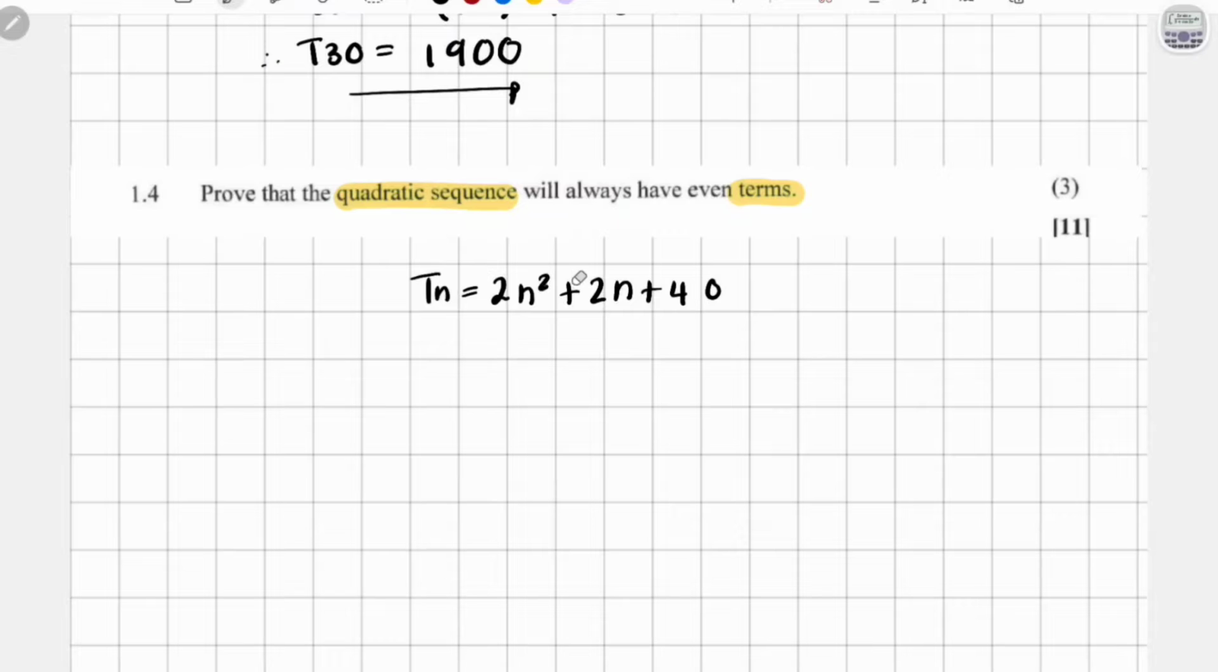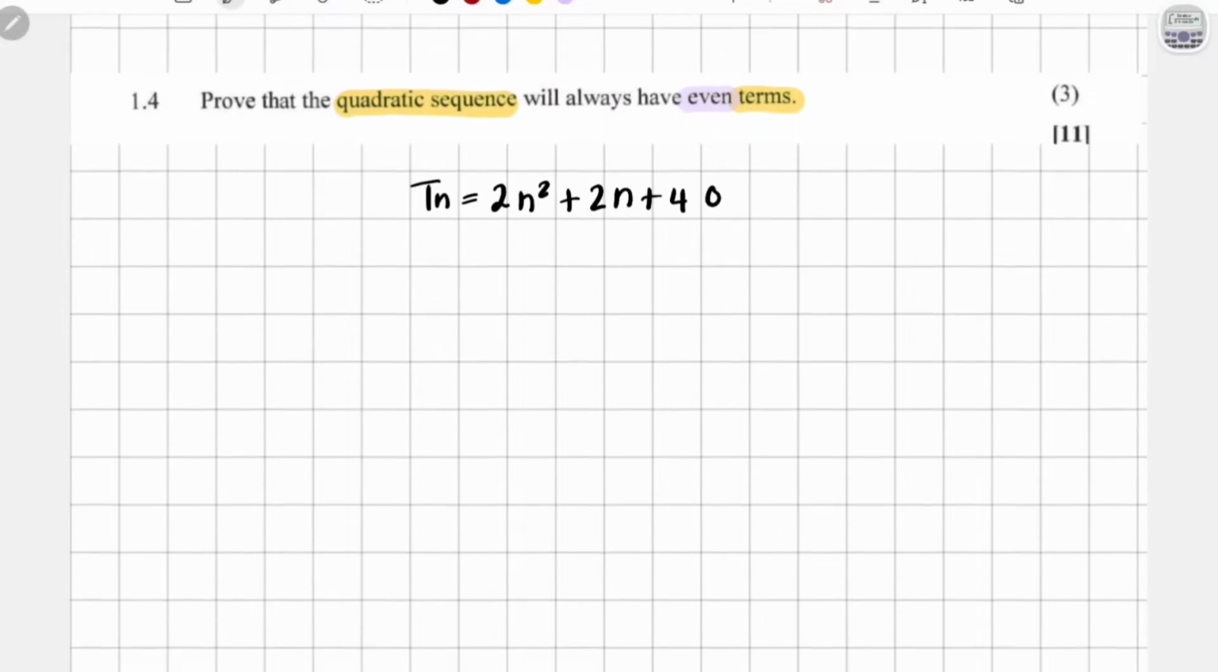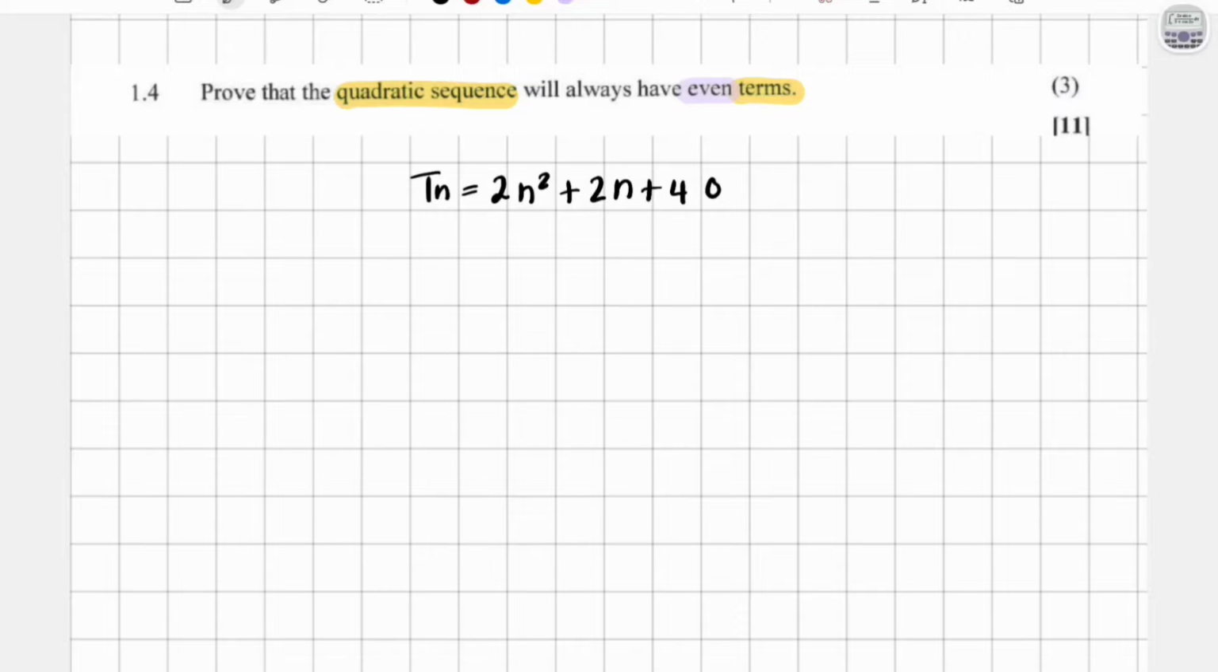Okay, so what are we doing with this formula? We need to prove that this formula, when you substitute your n values, which are of course going to be natural numbers, because you're substituting numbers like 1, 2, 3, 4, counting numbers, is always going to be even. So in order for us to prove that, we need to understand what exactly makes a number even. A number is even when it is divisible by 2. When you can divide a number by 2 and it gives you a whole number, then you know that this number is even.